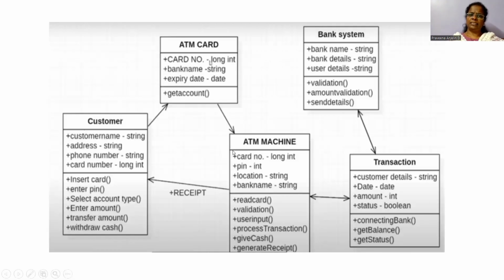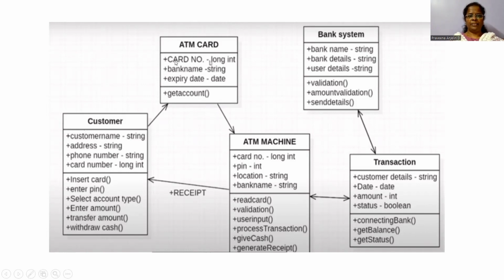This is again the same ATM machine example, an example of a class diagram. Here, the ATM card is a class. The customer is considered a class. The ATM machine is a class. The banking system is a class. And whatever transaction we are doing is a class. So everything will be considered a class, and whatever we present inside a class is known as objects.